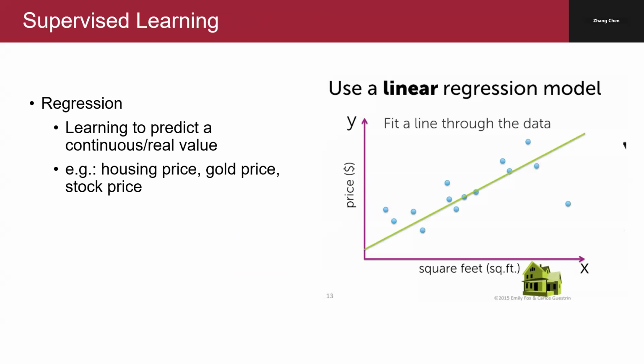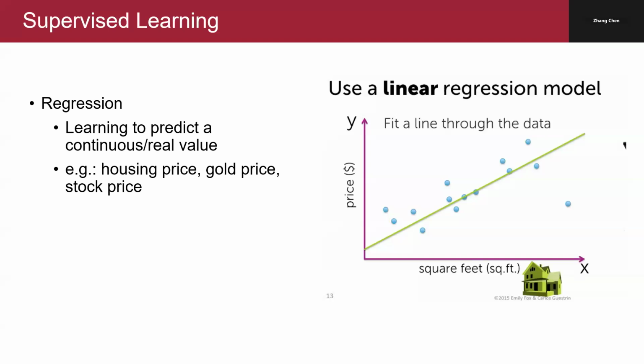In supervised learning, what we see here is what we call regression. Regression is a very common task in supervised learning. Basically, the purpose is to predict a continuous value, such as the stock price, the housing price, the gold price, right? A simple example, maybe the easiest one, is linear regression.